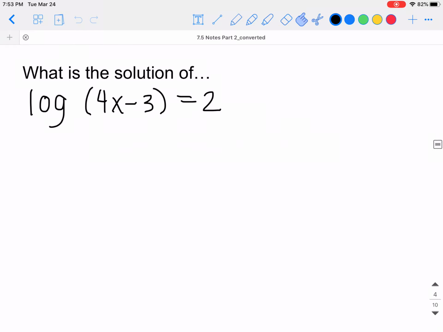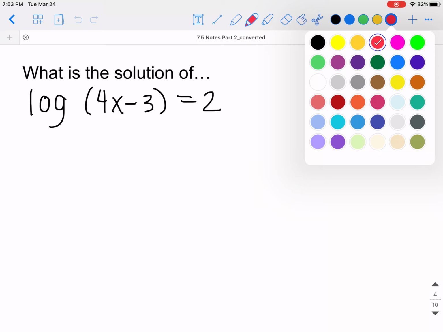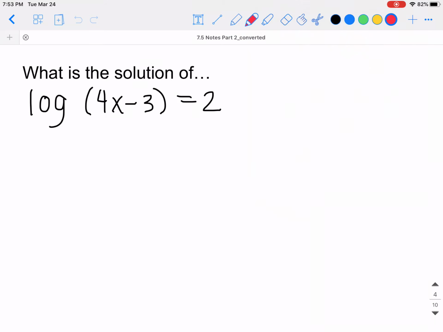Our first example, we have what is the solution of log of 4x minus 3 equals 2. When we're solving logarithmic equations, we want to write these in exponential form. But we're missing something in this one. We don't have a base, which means this is the common log, which means that our base is 10. So anytime you have a log without a base, you can assume that the base is 10. So if we rewrite this in exponential form, it's going to become 10 raised to the second power equals 4x minus 3.